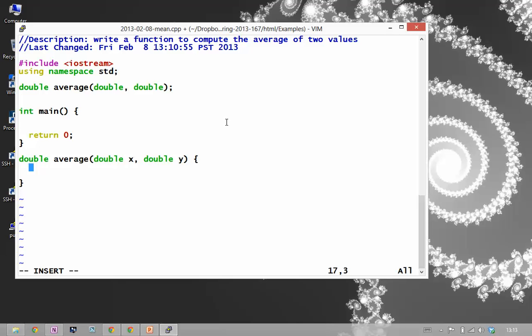Now, I'm going to do this slightly inefficiently to make a point. So I'm going to declare a variable inside my function, call it m for mean, and I'm just going to assign the value x plus y over 2 to it. So what's sitting in m after this declaration of m? The average, the mean. What do I want to do with it? I want to give it back to the calling program.